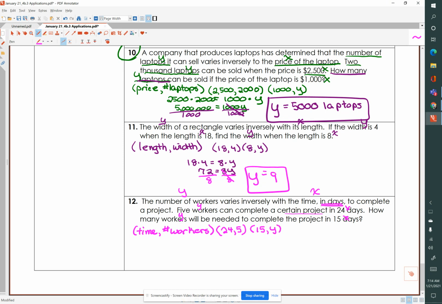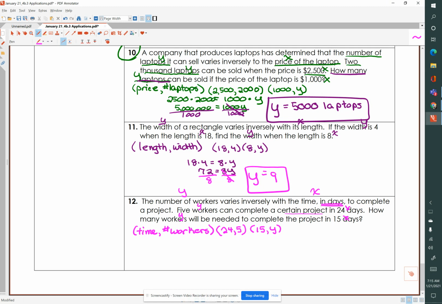So at this point, I want you to stand back and look at this project. Just take a common sense point of view. If 5 workers can do something in 24 days, to do the same thing in 15 days, are you going to need more or fewer workers? Well, if you want to complete it in a shorter amount of time, you're going to need more workers. So right at the get-go, remind yourself that as I work this problem, I need to get an answer that is greater than 5. If you come up with an answer that's less than 5, you should know right away you made a mistake and go back and rework the problem.